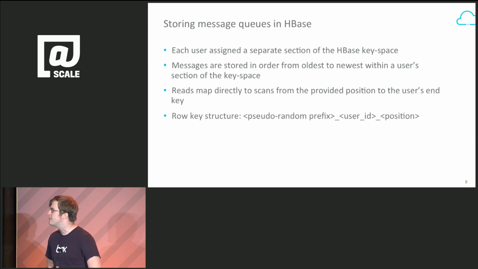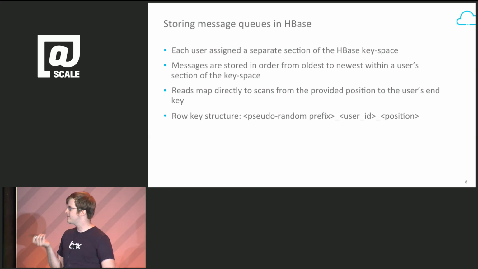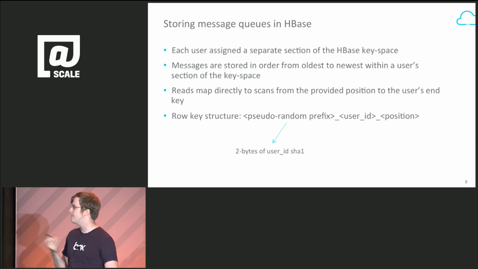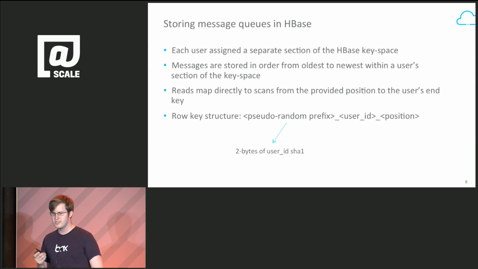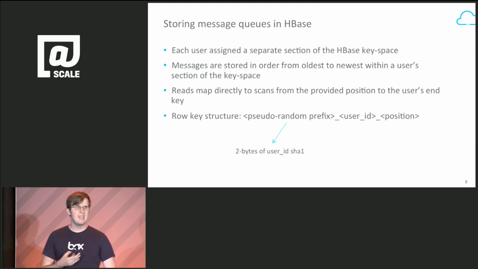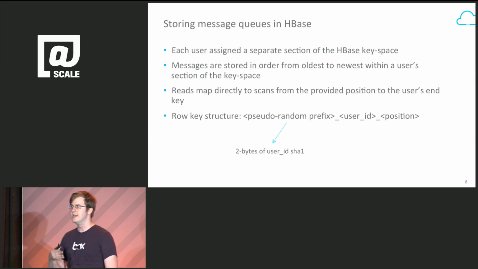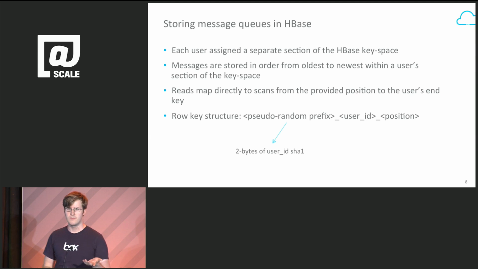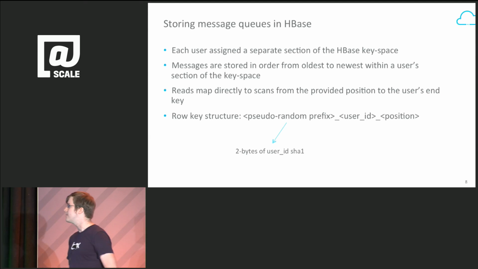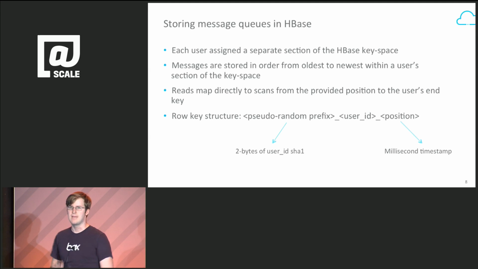The specific row key structure we use starts with a fixed pseudorandom prefix for each user. It's just the first 2 bytes of the SHA-1 of the user ID. We do this to make sure that all of our user queues can be evenly distributed across the HBase key space. Because if they're evenly distributed across the key space, they'll be evenly distributed across the various regions, which means they'll get evenly distributed across the various region servers actually serving our traffic. We then have a user ID, which demarcates this section of the key space as belonging to this user. And then we have a position which provides the ordering, so that older events will be earlier in the key space and later events will be later. For this, we use a millisecond timestamp that we allocate right before writing an event to HBase.